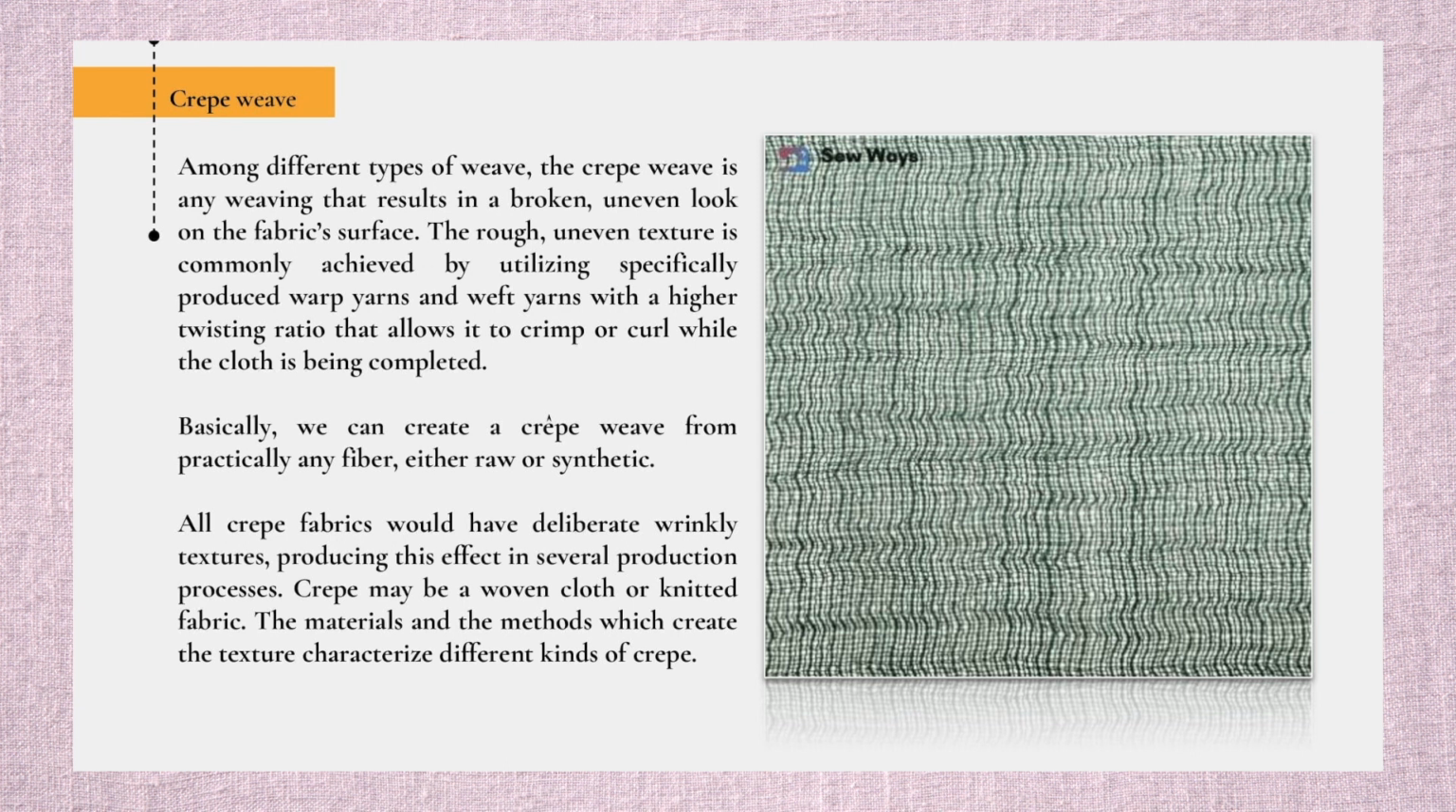Crepe weave. Amongst different types of weave, the crepe weave is another weaving that results in a broken, uneven look on the fabric surface. The rough, uneven texture is commonly achieved by utilizing specially produced warp yarns and weft yarn with a higher twisting ratio that allows it to crimp or curl while the cloth is being completed. Basically, we can create a crepe weave from practically any fiber, either raw or synthetic. All crepe fabrics would have a deliberately wrinkly texture, produced in several production processes. Crepe may be woven cloth or knitted fabric. The materials and the method which creates the texture characterize different kinds of crepe.